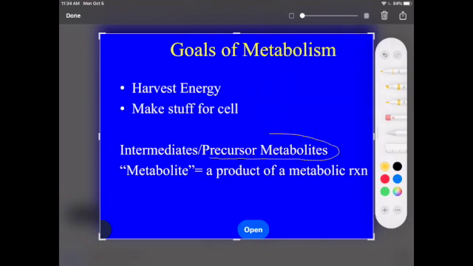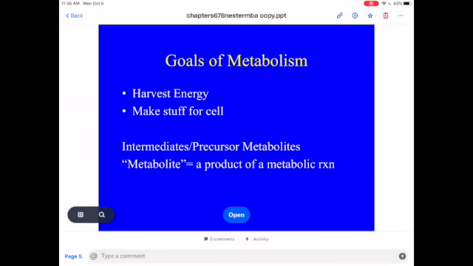Precursor metabolites are these intermediate substances. Let's say glucose is being broken down. Before that whole breakdown process is done, there are a couple of intermediate molecules that can be siphoned off and used in some other pathway for building some other molecule, for example. The term metabolite is just the end product of a metabolic reaction. Let's take a look at what that would look like on the next slide.